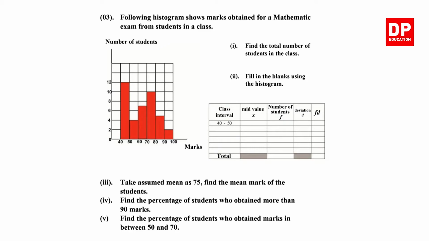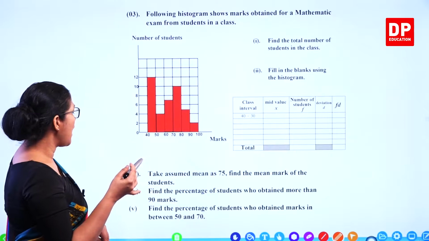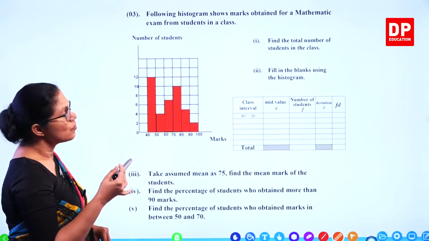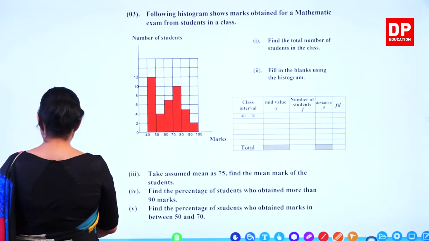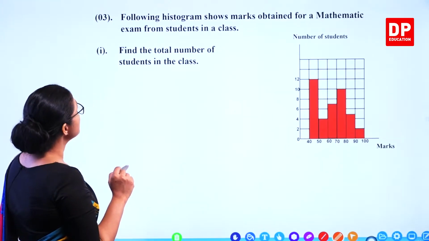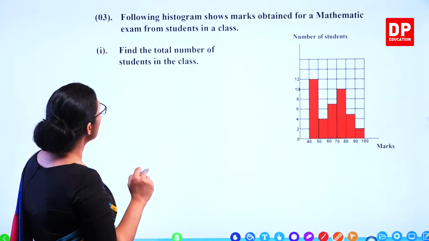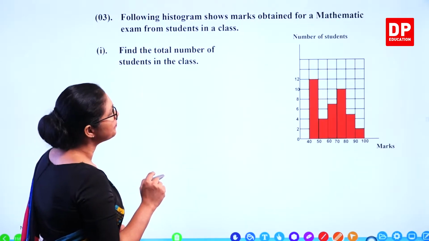Question number 3. Histogram is there. Assume mean you have to calculate. So we'll see. That's a statistics question. The following histogram shows marks obtained for a mathematics exam from students in a class. Find the total number of students in the class.